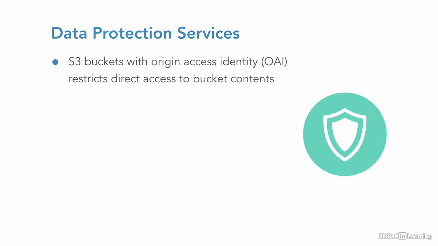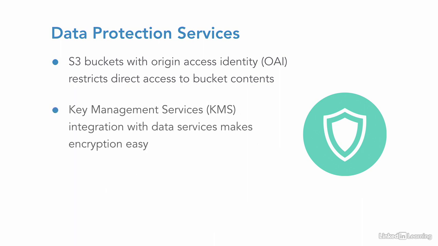What you can also do with an S3 bucket is you can enable something called OAI. That's Origin Access Identity. This is a special user. Think of it like a robot. And once you enable this, the Origin Access Identity is the only way that content can be pulled from that bucket for an end user. So we're protecting direct access to the bucket using OAI to restrict direct access to the bucket contents.